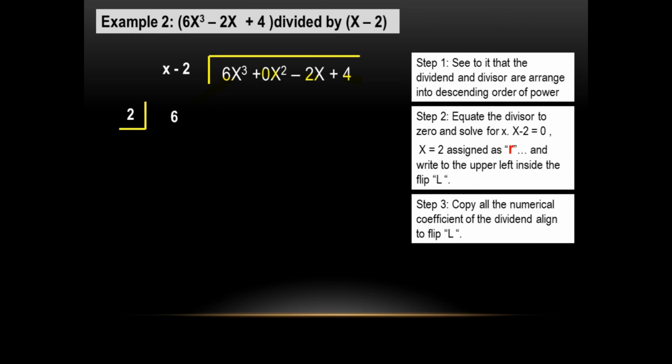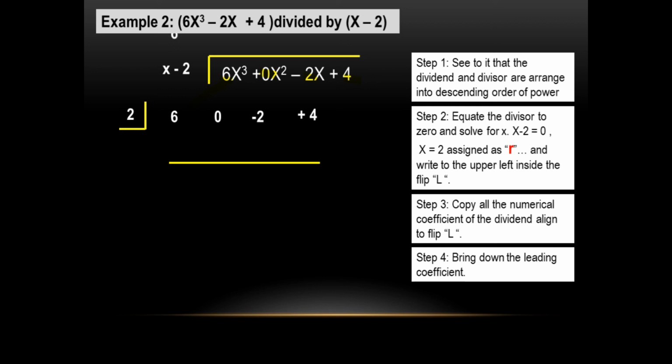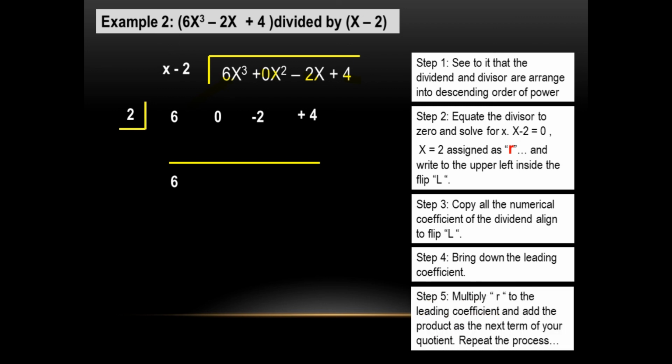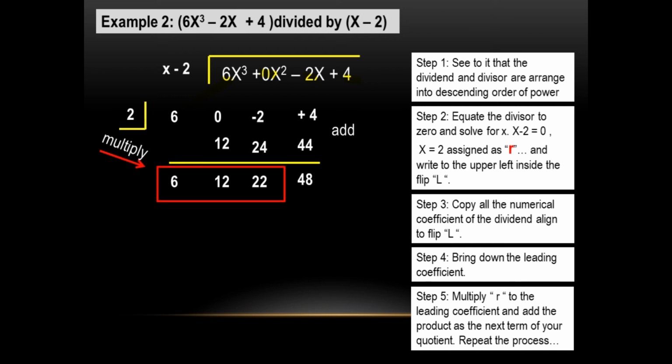Okay, copy all the numerical coefficients. So we have that 6, 0, negative 2, and positive 4. So dito yan galing sa mga coefficient natin. Okay, ito. Diyan. Kita natin. So dito siya galing. Yung 6, dito yan sa first term. Yan. Kita. Yung 0, negative 2, and positive 4. Then, after that, you draw a horizontal line, leaving a space between. Then, you have to bring down the leading coefficient.